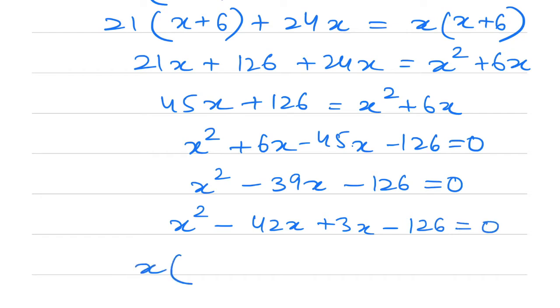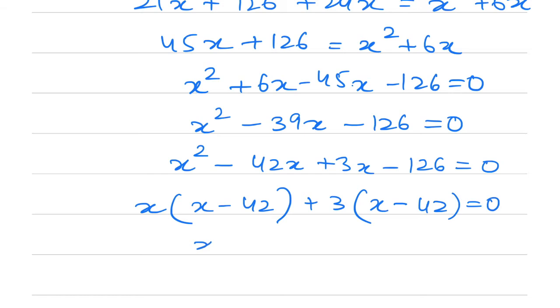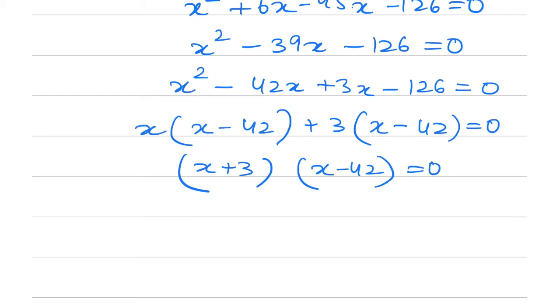x is common. x minus 42, plus 3 is common. x minus 42 is equal to 0. So we have the factors as x plus 3 and x minus 42. This is equal to 0. So x would be equal to minus 3 or 42.